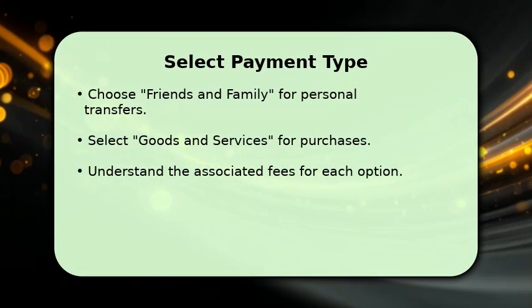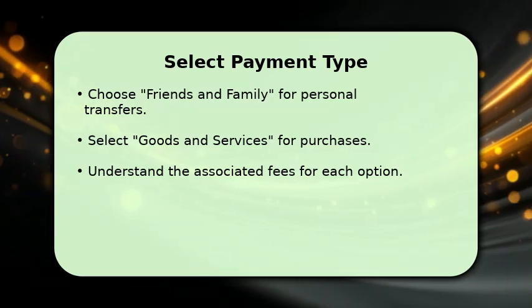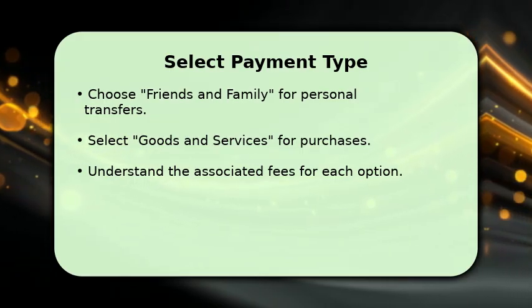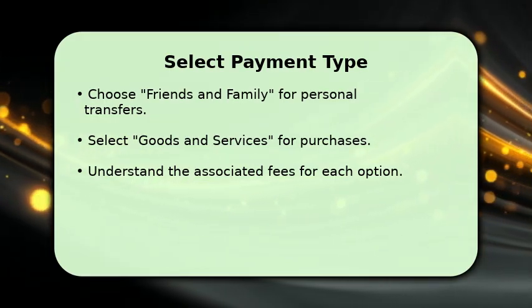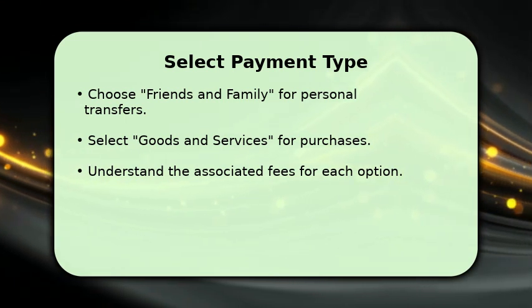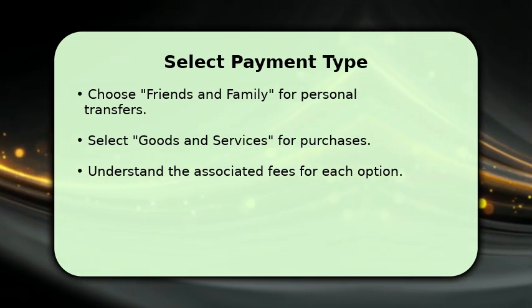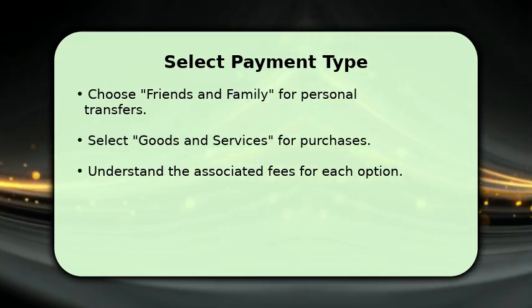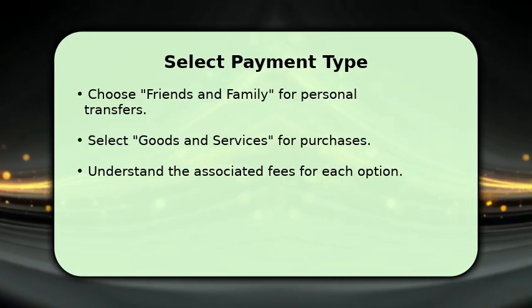Now, it's crucial to select the correct payment type. If you're sending money to friends or family, choose the Friends and Family option. For purchasing items or services, select Goods and Services. Be aware that goods and services transactions typically include buyer and seller protection and may involve a small fee for the seller. Make your choice carefully.